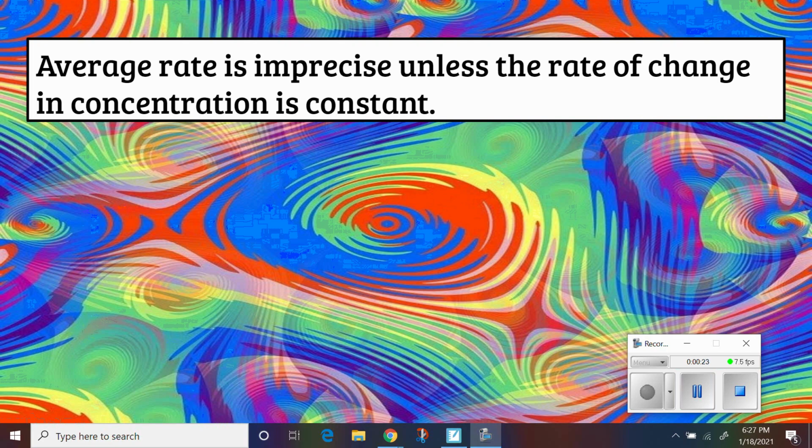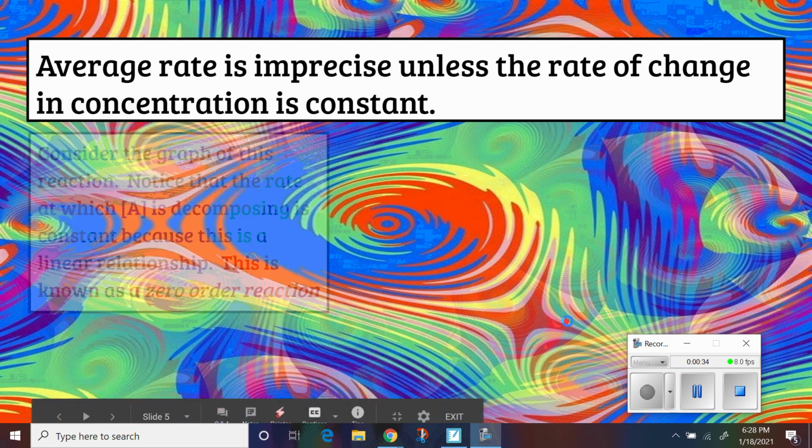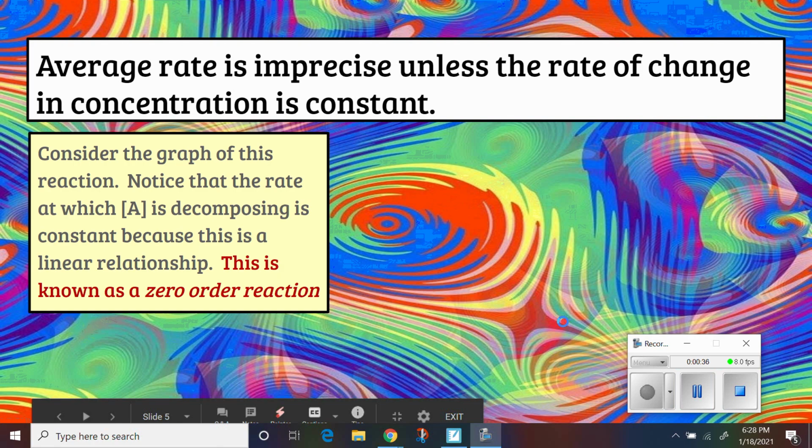However, that's great if the rate stays constant during the course of a reaction. Most of the time that doesn't happen, so things get a little bit more complicated. Let's see what we mean by that. So let's take a look at this graph to the right here.